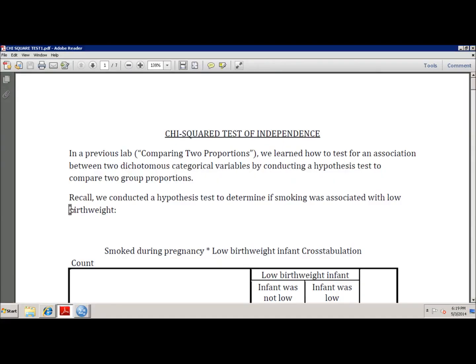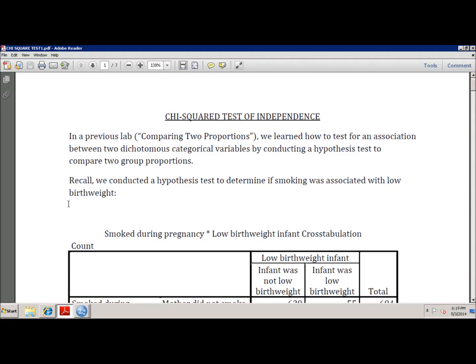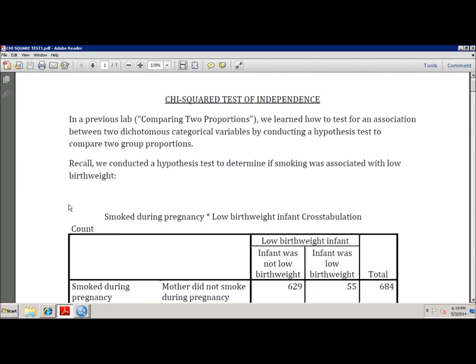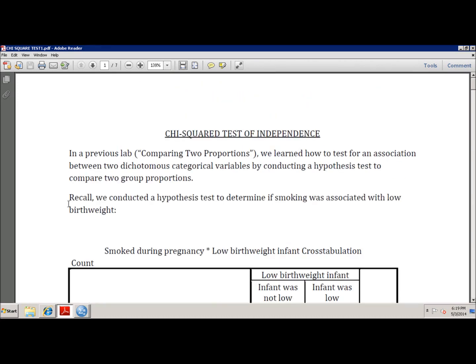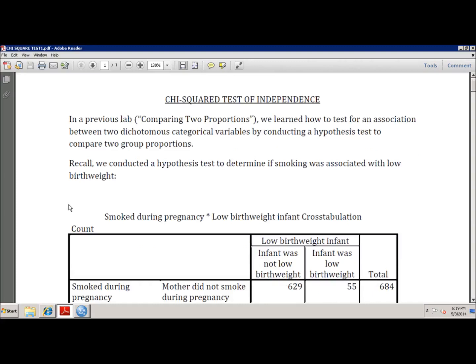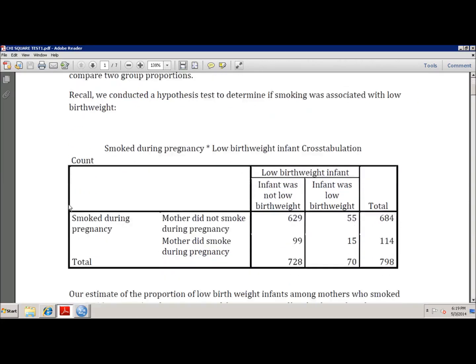One thing I wanted to show you first before we get into the chi-squared is dealing with a 2x2 contingency table and looking at odds ratios. We learned how to do a contingency table in the probability lab, if you recall, and also when we looked at comparing two proportions. So let's create this 2x2 table that we see here with the SPSS dataset. This is crossing smoke during pregnancy and low birth weight.